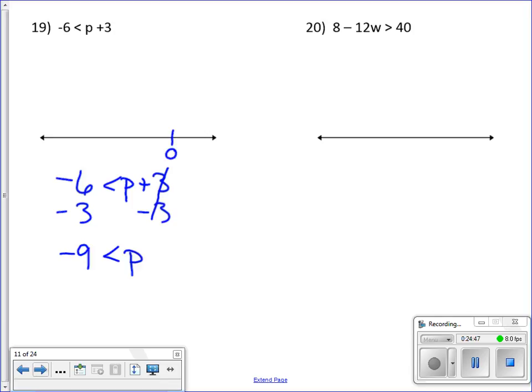Okay, so this was 0 here, -9. And it's all my numbers that are less than -9. There's my less than sign, but I've got to fill it in. I circle my -9 because it's not including it, and it's everything in between.